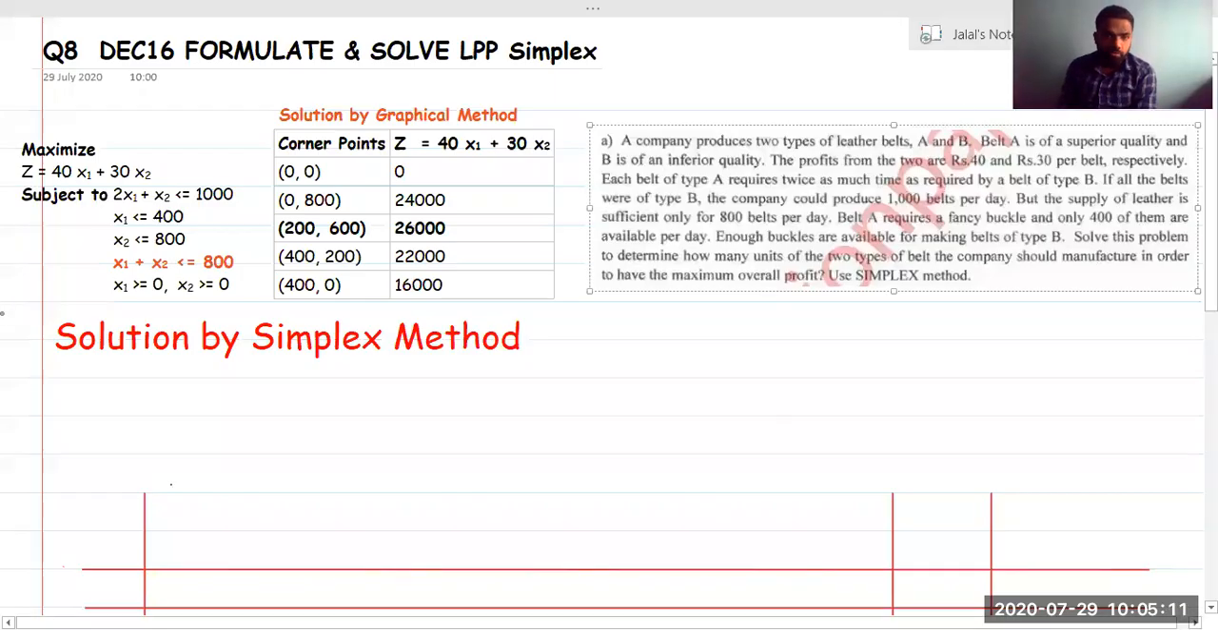So we have to solve this question by graphical method. You can see all the equations that are already formed. The first equation is 2x1 plus x2 less than equal to 1000, then x1 less than equal to 400, then x2 less than equal to 800, then x1 plus x2 less than equal to 800, and x1 greater than equal to 0 and x2 greater than equal to 0 are the non-negativity restriction.